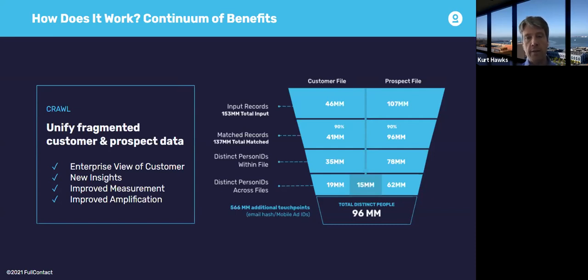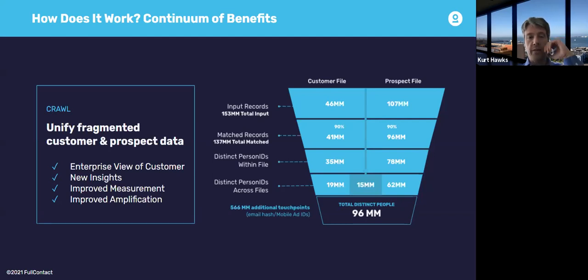So if we think about the graph on the right-hand side here, this is a real example that's been anonymized from a customer that we recently worked with. So this customer had a known customer file, people who've transacted and engaged with them, and a prospect file, people who've provided some information but have not transacted. The starting point was, the customer came to us and said, I have 153 million customer records, and it breaks down to 46 million customers and 107 million prospects.